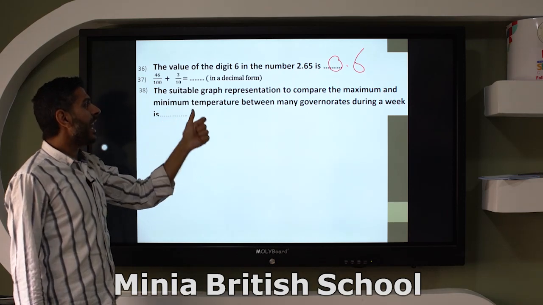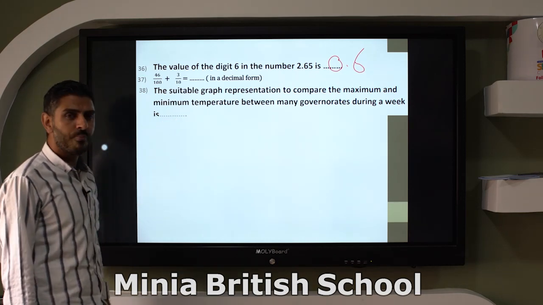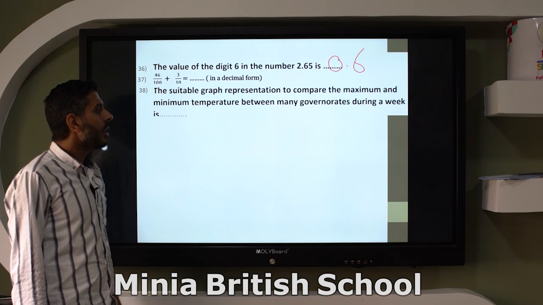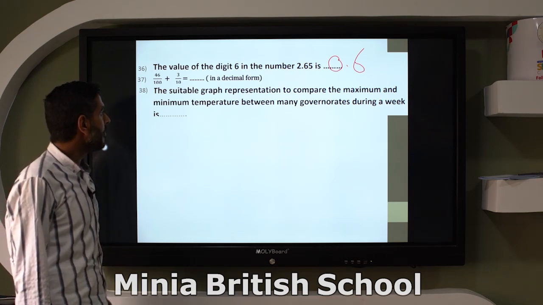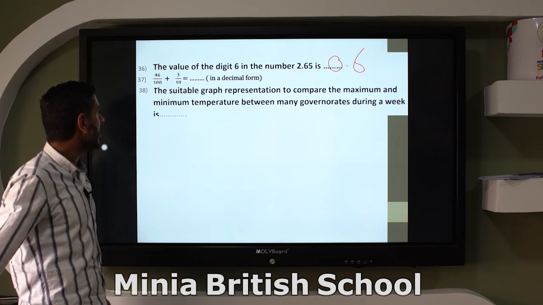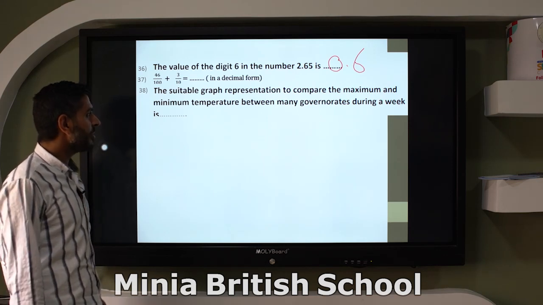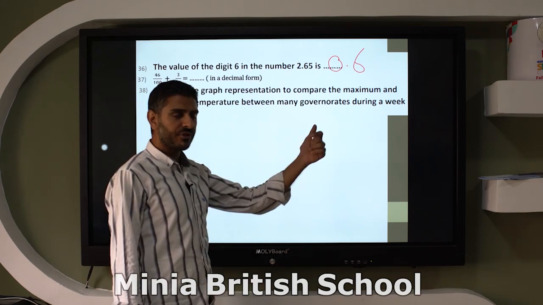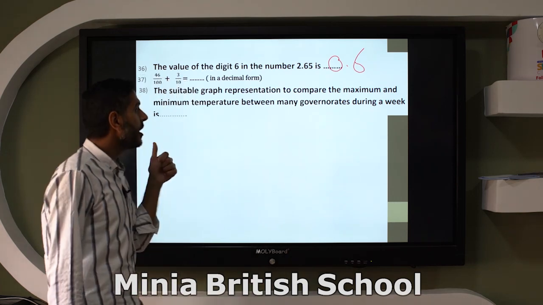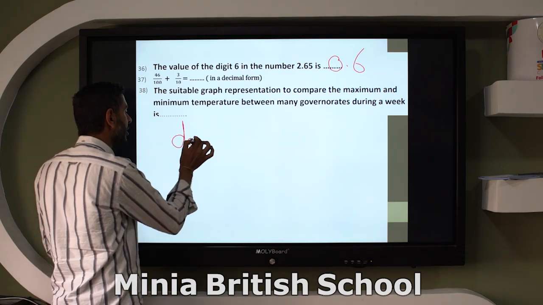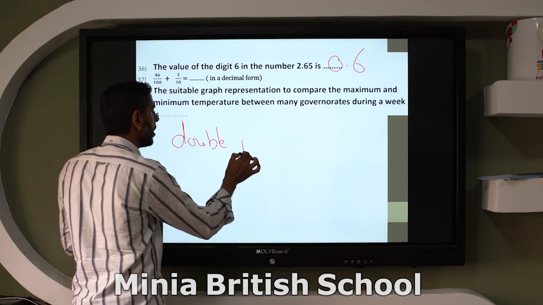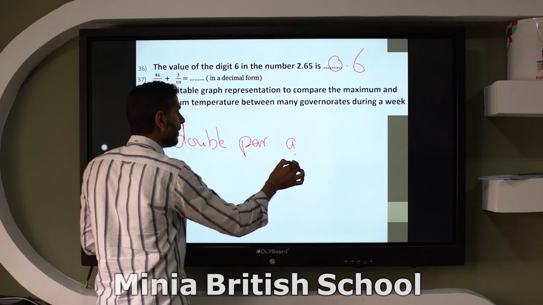The suitable graph representation to compare the maximum and minimum temperature between any governance during a week. Here, maximum and minimum, so it is a double bar graph. Double bar graph.